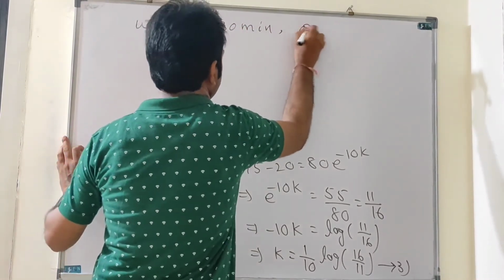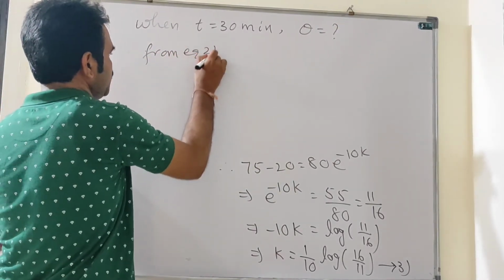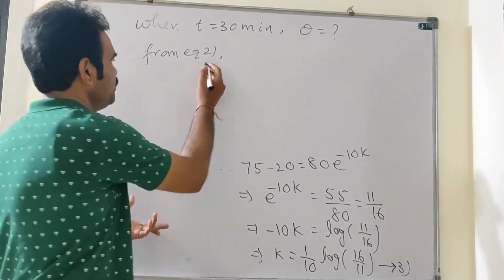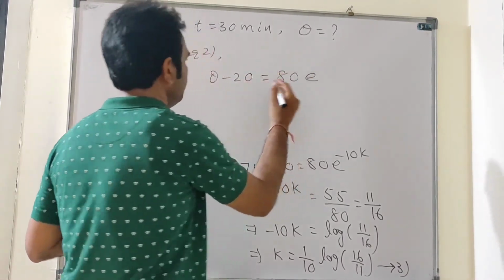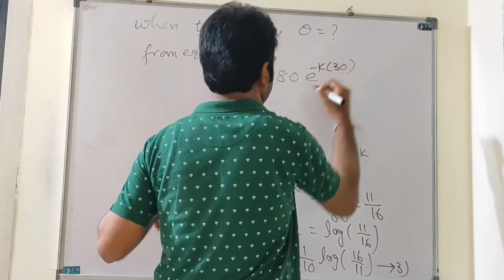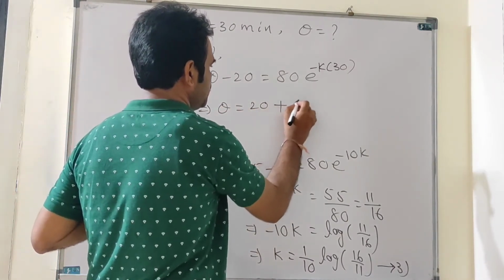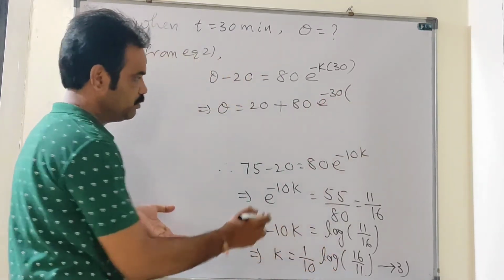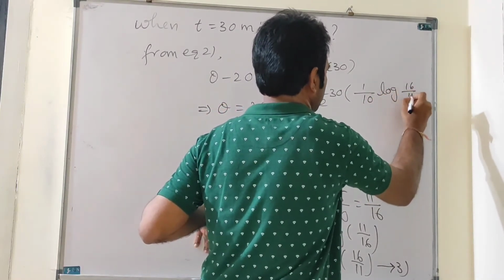So we have to find the temperature. From equation 2, theta minus 20 is equal to 80 e power minus kt. What is t here? 30 minutes. So k into 30 implies that theta equals 20 plus 80 into e power minus 30 into the value of k, which is 1 by 10 log 16 by 11.